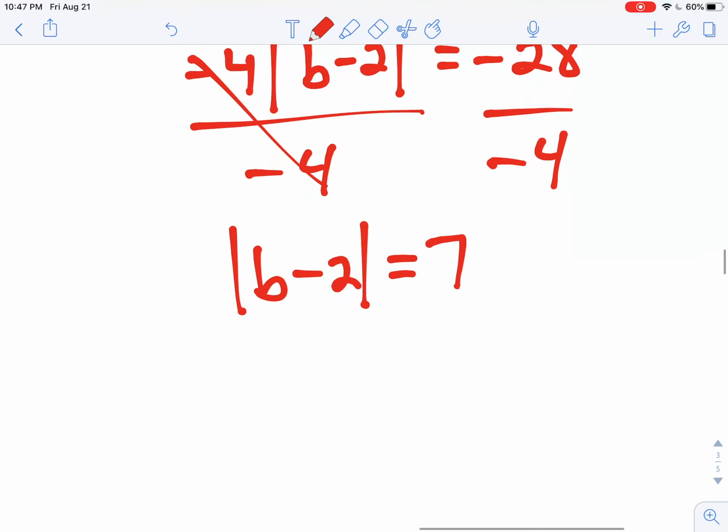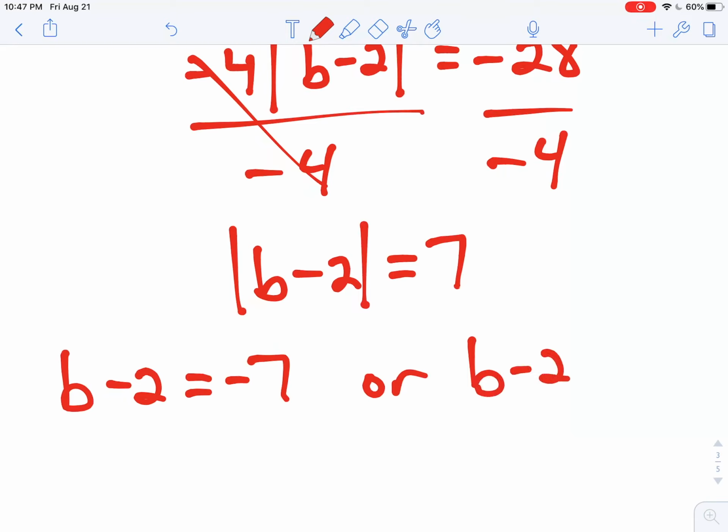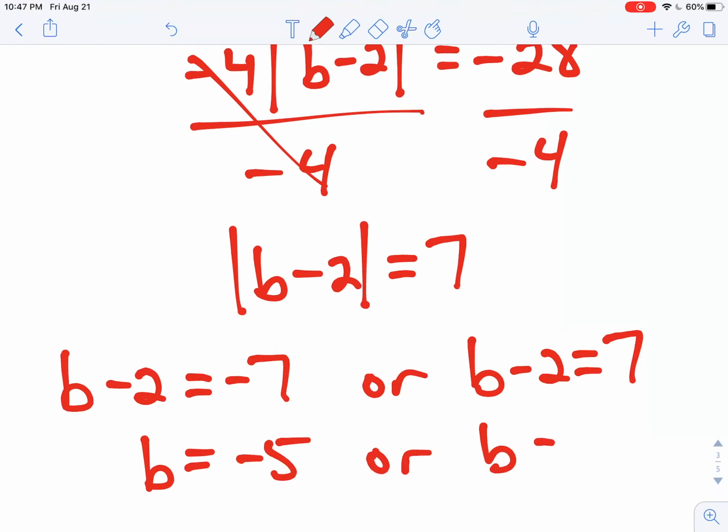Now we can do the little split trick because the entire side is an absolute value. So b minus 2 can equal negative 7, or b minus 2 can equal positive 7. So add 2 to both sides, b equals negative 5, or b equals 9.